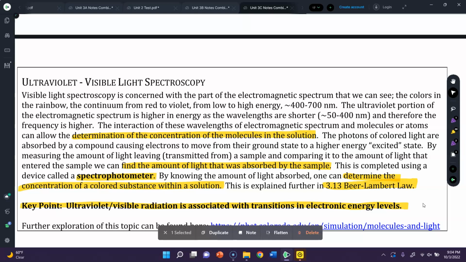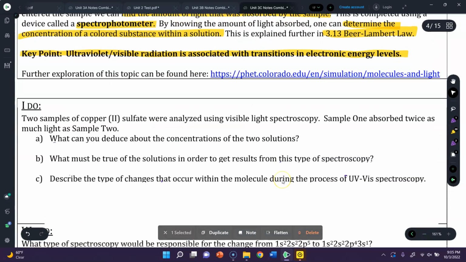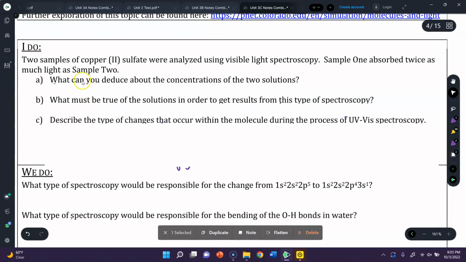You can use a spectrophotometer to do this. By knowing the amount of light absorbed, one can determine the concentration of a colored substance within a solution. We will look at this further in 3.13 with Beer-Lambert law. So for this one, remember that UV vis is associated with transitions in electronic energy levels, so moving from ground state to excited states. Okay, so our I do.